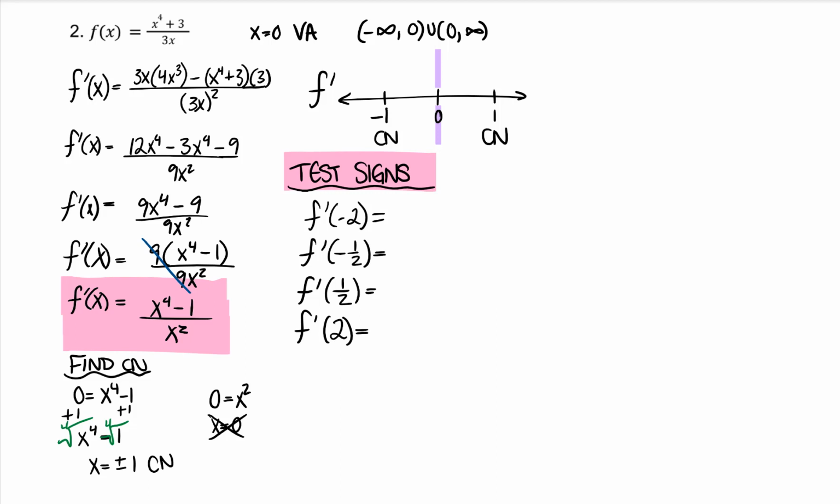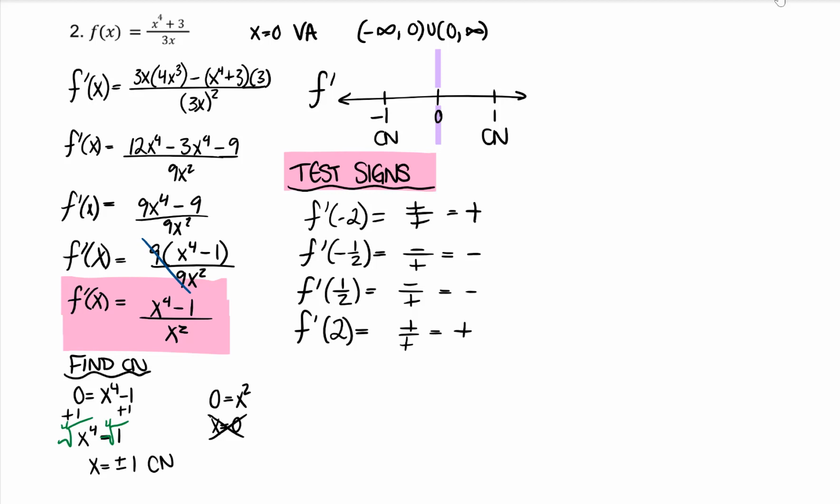Remember, we're plugging these into f prime in order to test the signs of the derivative. Plugging into x to the fourth or x squared, both of those will make our result positive, so we just have to figure out if subtracting 1 will make the numerator negative or positive, because the denominator is always positive. The -2 to the fourth, that's going to be positive over positive. This is going to be negative over positive. When you plug in 1/2, you'll get negative on the top and positive in the denominator, and positive over positive, which is a resulting positive interval.